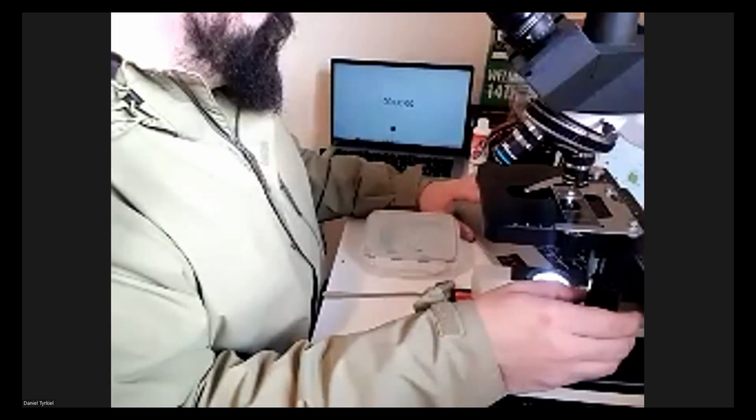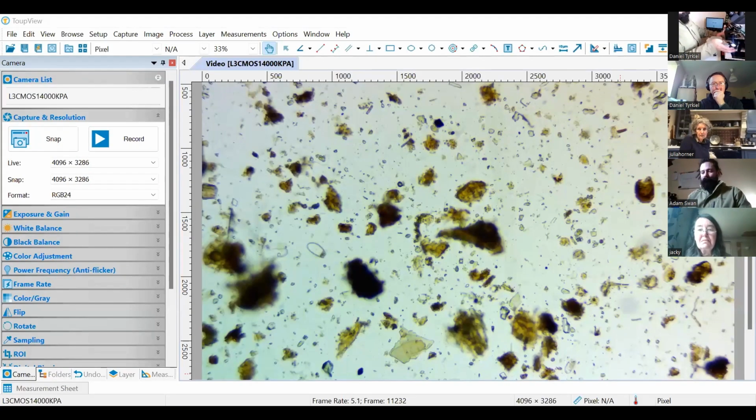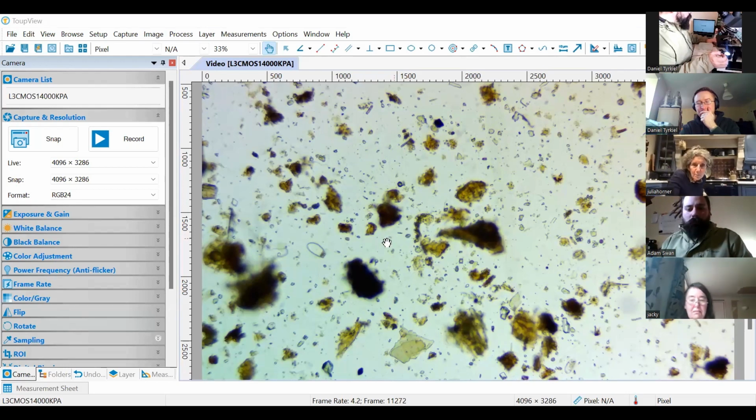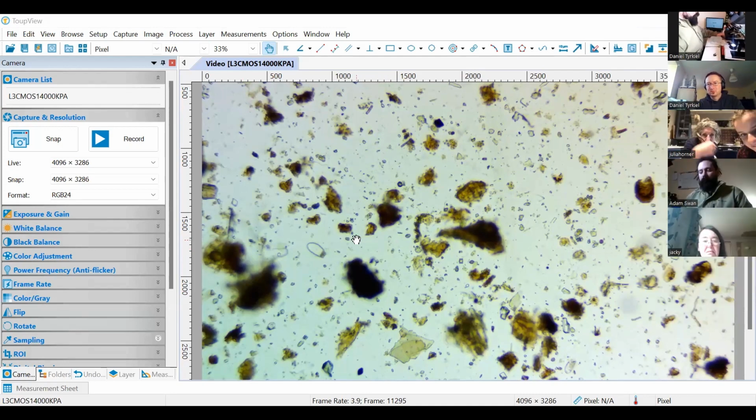Share screen. See what I see. Now put the sample on the stage. And you should be able to see roughly what we can see through the oculars of the microscope.